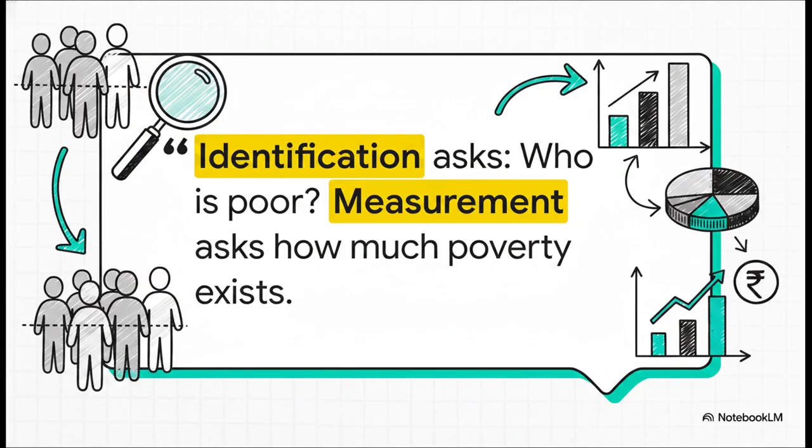Now, Amartya Sen also makes this brilliant distinction between two totally different exercises: identification and measurement. Identification simply asks, who is poor? And this is basically where we draw a poverty line. Measurement, on the other hand, asks, how bad is it?